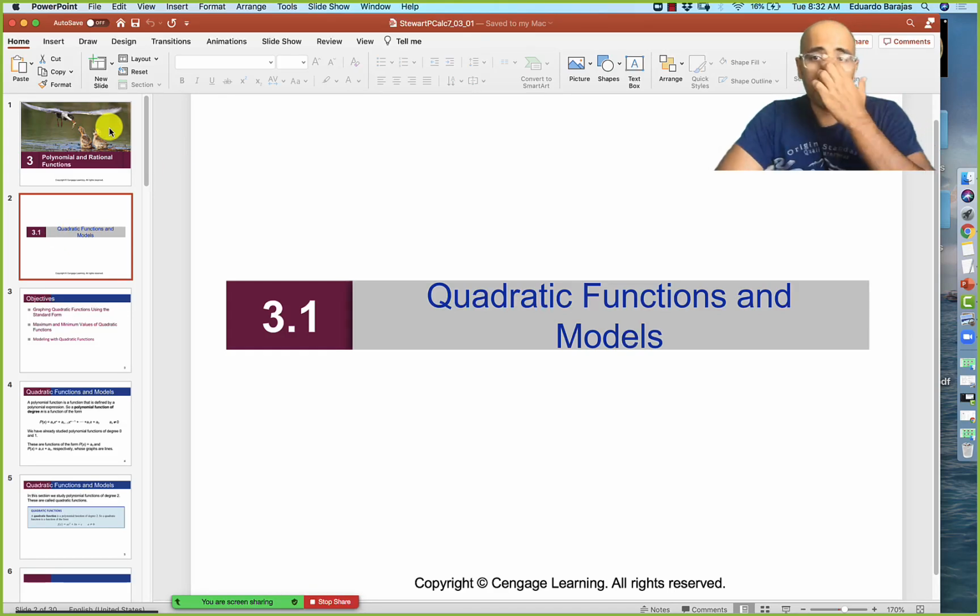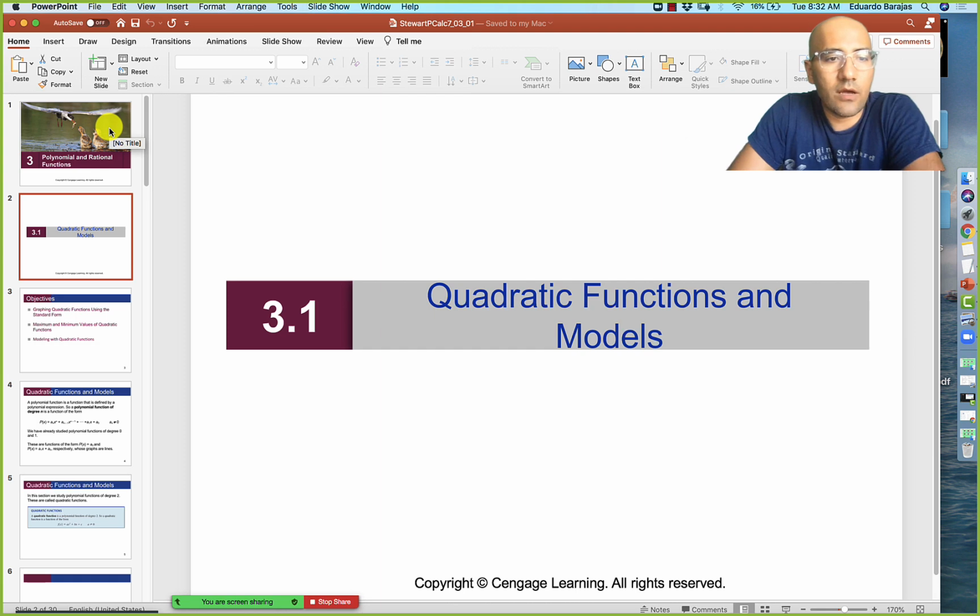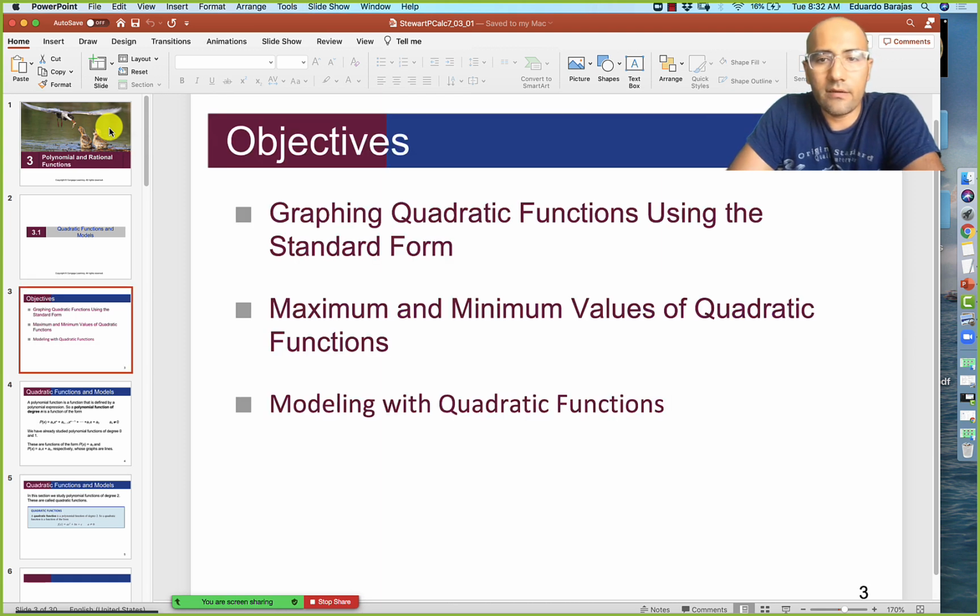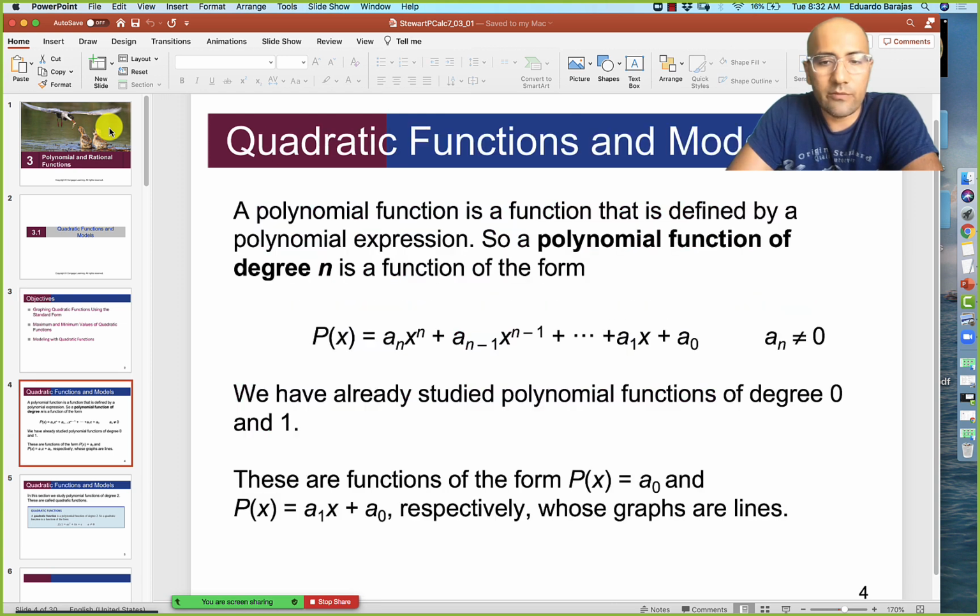So chapter 3, luckily it's a nice easy section to begin with. We're going to start working with quadratic functions and their models. So we're looking at quadratic functions using the standard form, also known as the vertex form. We'll look at maximums and minimums of these quadratic functions, and then looking at some modeling with functions.